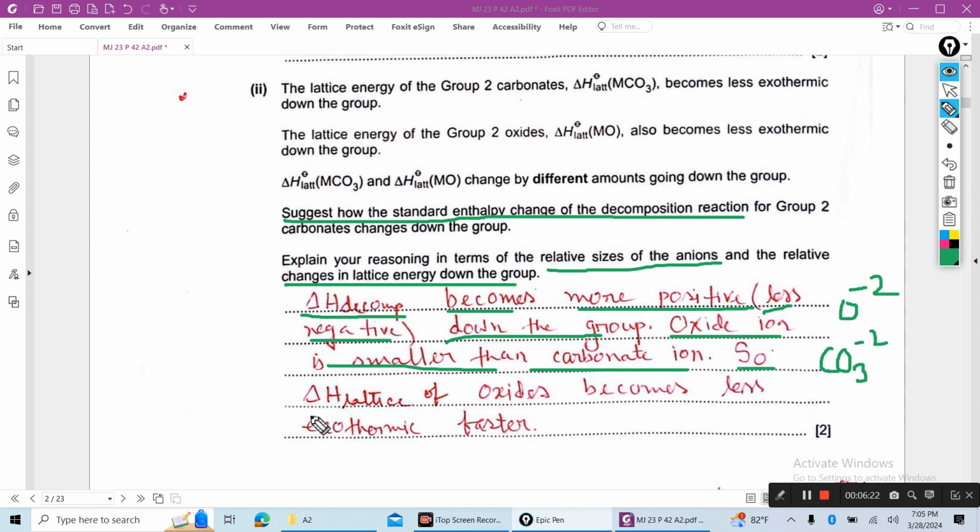So the lattice energy of oxide becomes less exothermic faster, because the oxide ion is smaller. So the lattice energy of group 2 oxide becomes less exothermic faster. This is the difference.